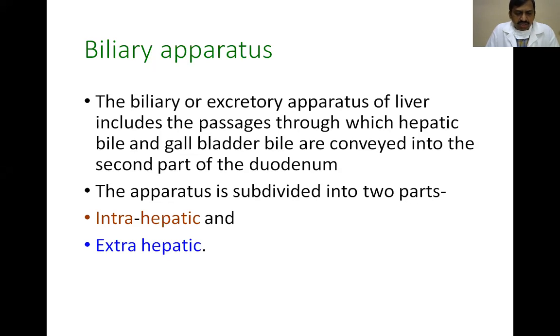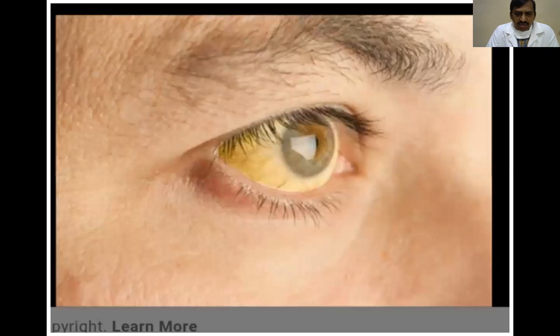For our convenience, we are dividing the biliary apparatus into two parts: intra-hepatic and extra-hepatic. Intra-hepatic is within the substance of the liver, and that system we call the intra-hepatic biliary apparatus. The structures coming out from the hilum of the liver, outside the liver, are called the extra-hepatic biliary apparatus.